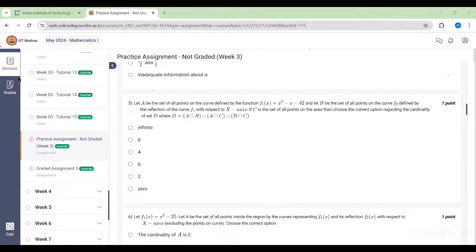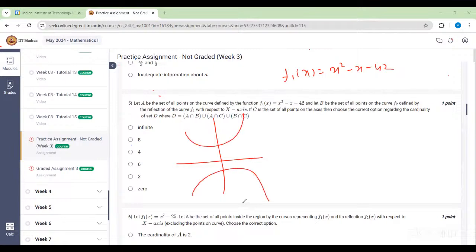So if the function is f1 of x equals x square minus x minus 42, this will be your upward parabola, something like this. And if you want to reflect it, you will get a downward parabola. So what happened here? In the expression, I have to either change the sign of y or change the sign of x.